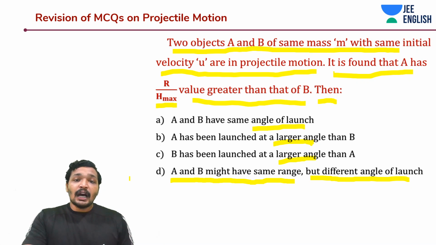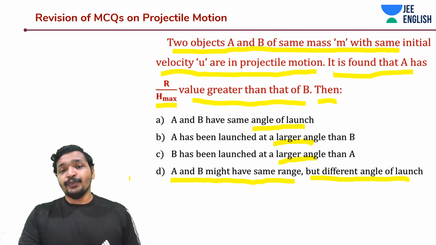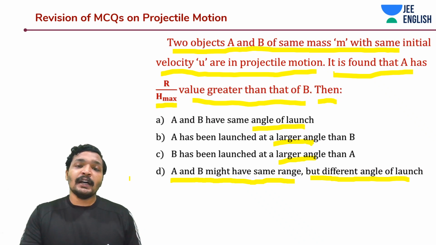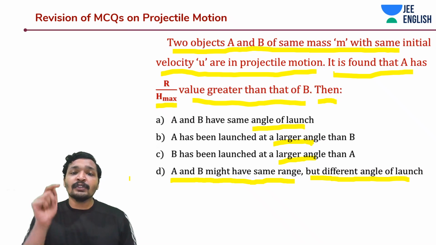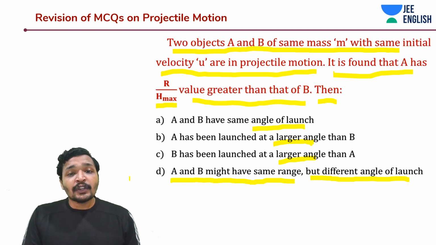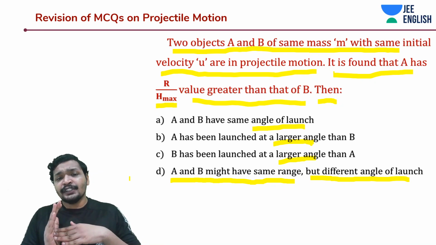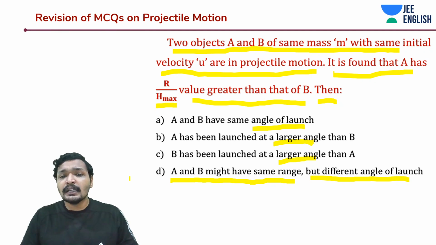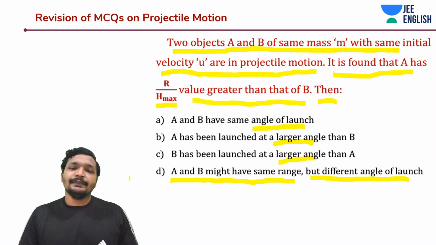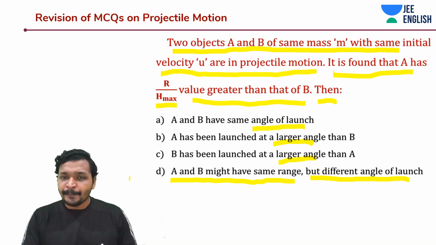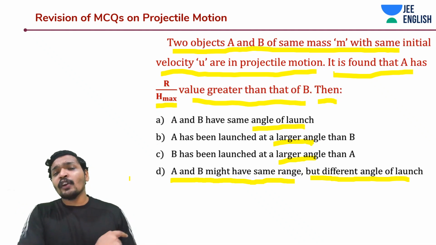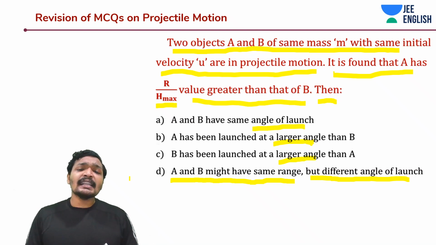So one thing you understood is R by Hmax is independent of g and u. The same goes for Hmax by R. They are independent of g and u. What are they dependent on? Angle of launch. So if I am given the value of R by Hmax, I know that there is an angle of launch given to me in an indirect way. So A has a greater R by Hmax ratio. Range by Hmax ratio for A is greater means B has been launched at a greater angle, because Hmax by R is proportional to tan theta. Which means B has greater angle.